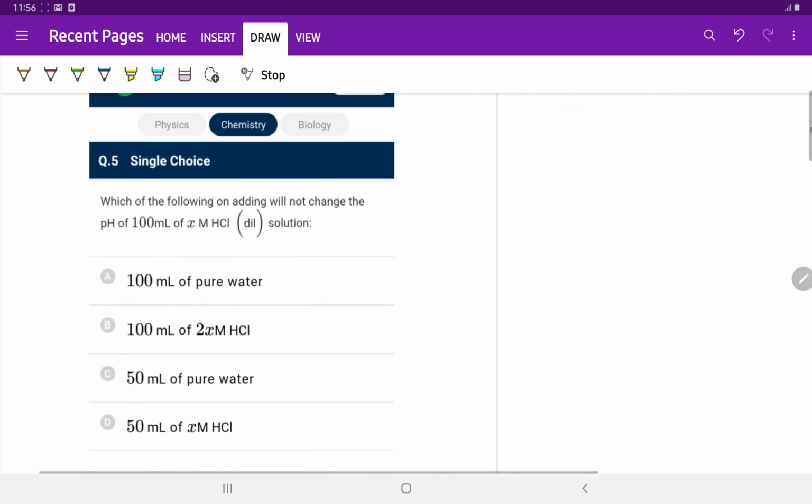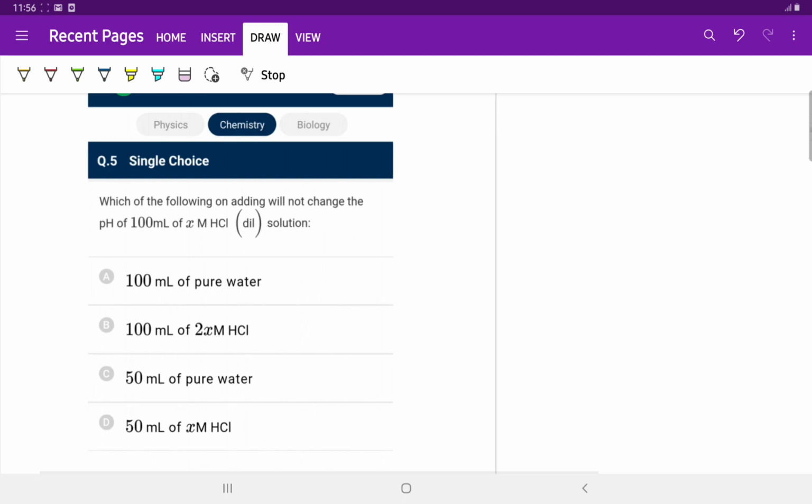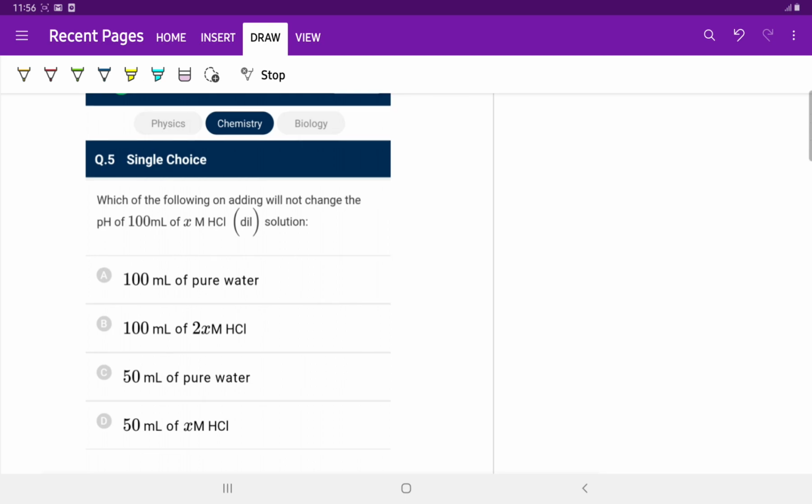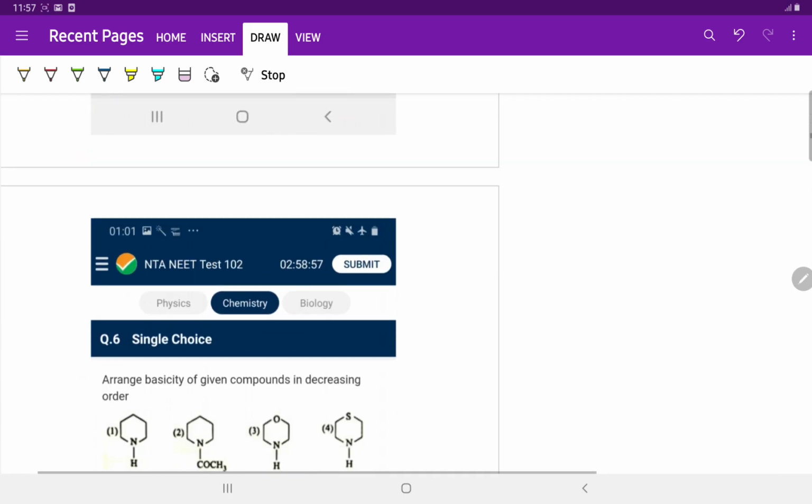Question number 5. Which of the following on adding will not change the pH of 100 ml of X molarity of HCl solution? 100 ml of pure water, no. 100 ml of 2X M HCl, no. 50 ml of pure water, no. 50 ml of X molarity of HCl. Why? On intermixing two solutions having the same concentration, there will be no change in its pH value. X molarity and this is X molarity. So same concentration, there will be no change in its pH value. We'll move to question number 6.